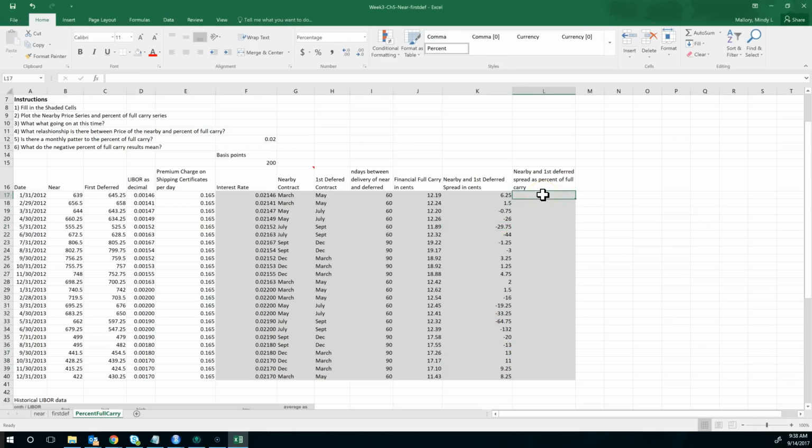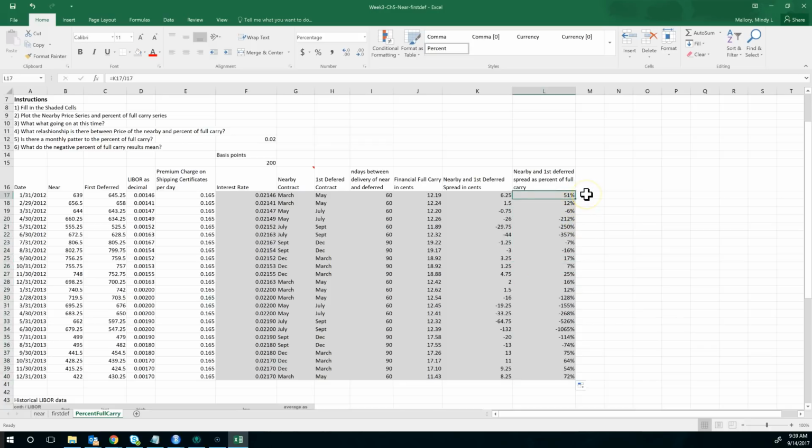And then to calculate percent of full carry, we'll just say, okay, I'm going to take the real spread, divided by the financial full carry, multiplied by 100, so we'll have it in percentage terms. Actually, looks like we've got to leave it as a decimal and then make sure that your field is selected to percentage, and then that'll make it look nice. Okay, so if I fill it down, what happens?